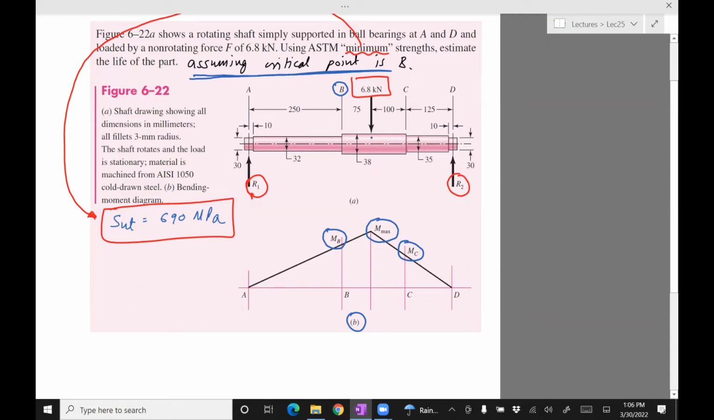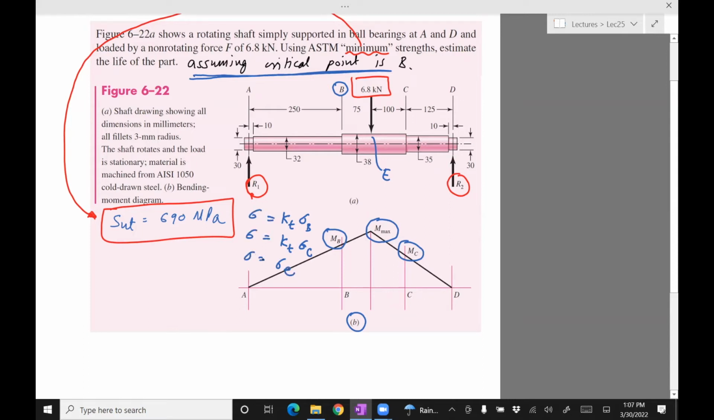Now, what happens though is that because B and C have a change in geometry, there's going to be stress concentration. So the stress at B and C will be multiplied by Kt: Kt sigma B, Kt sigma C. And the stress at, let's call this point E, is going to be just sigma E. So these are the three stresses.